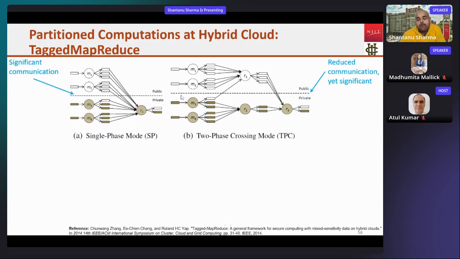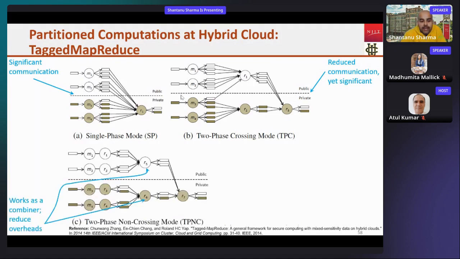The second part is this: we can also outsource our reducer to the public cloud side. Whatever non-sensitive data the mappers produce, we can also outsource to the public cloud after the mappers' operation, and the reducer can perform the work and send only a significantly reduced amount of data to the private side. So as compared to the first approach, this approach is much better in terms of communication cost.